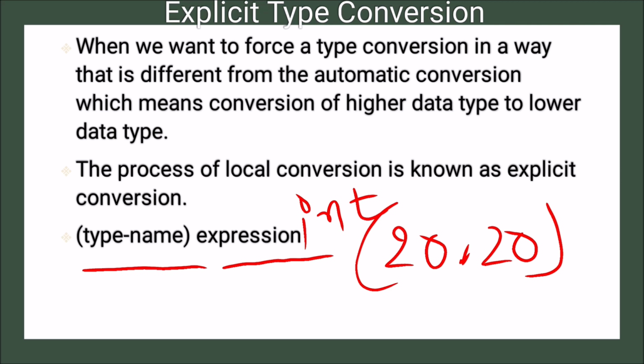So this is how automatic type conversion is followed, what the rules for that are, and how explicit type conversion works. This explicit conversion is done by the programmer or user itself.